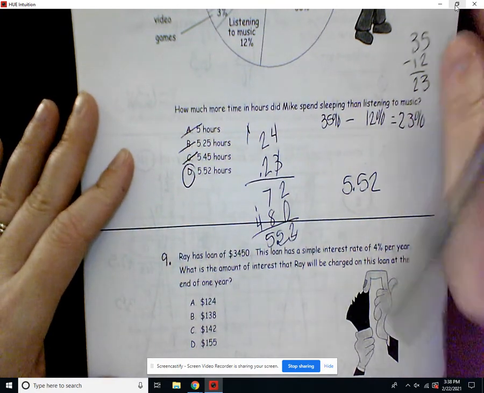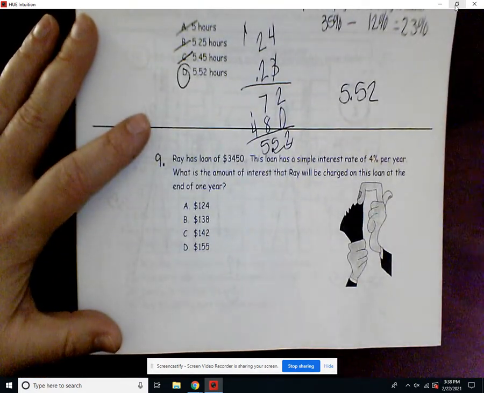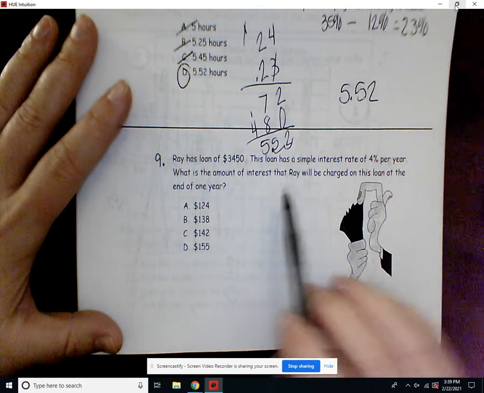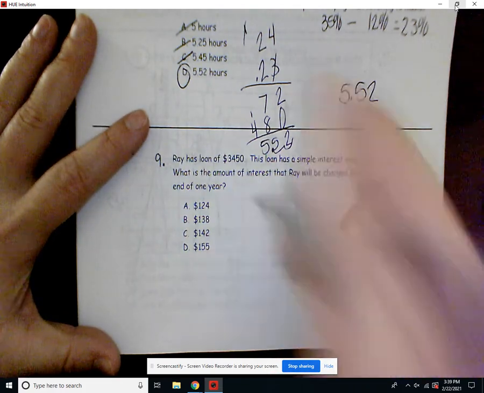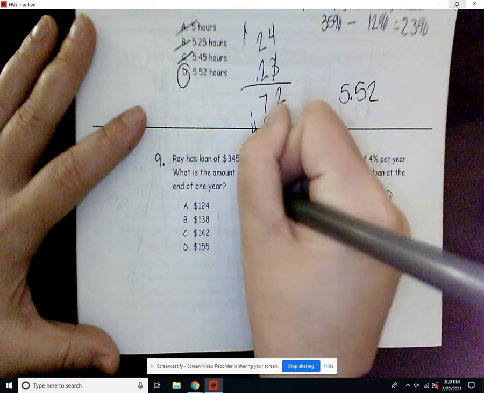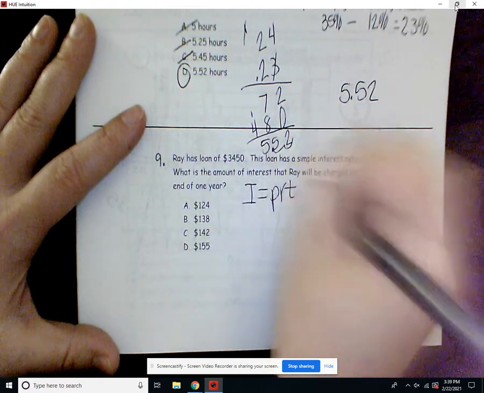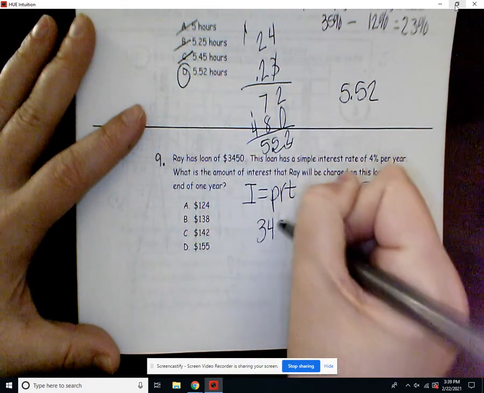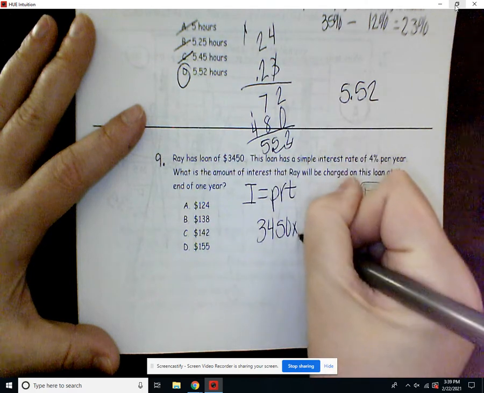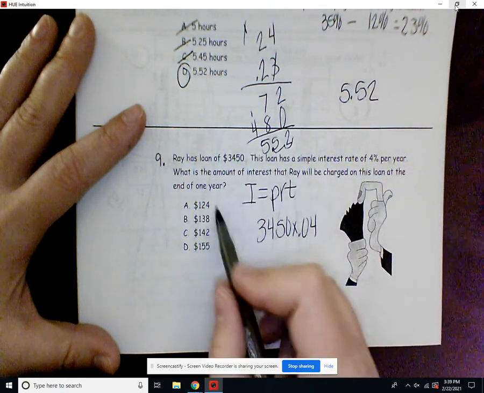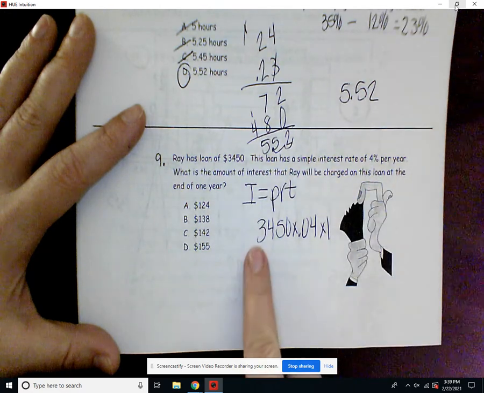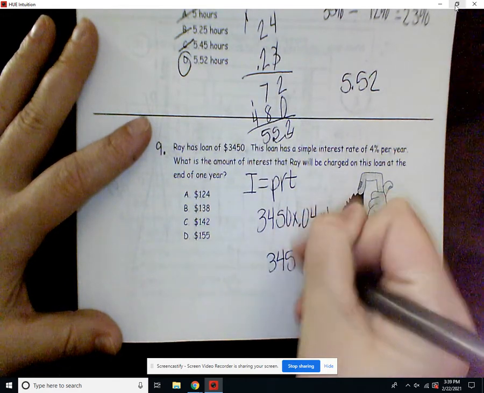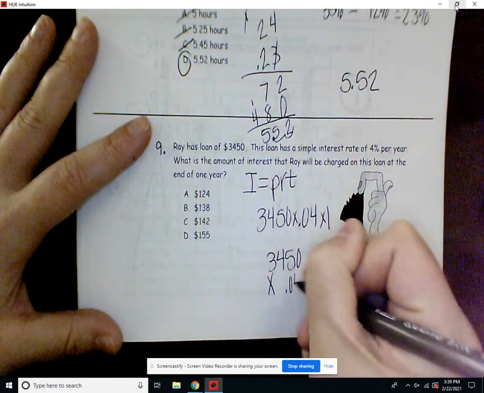Okay, on 9, Ray has a loan of $3,450. This loan has a simple interest rate of 4% per year. What is the amount of interest that Ray will be charged on this loan at the end of 1 year? So this is our I equals PRT for simple interest. So our principal is $3,450. Our rate as a decimal is 0.04, and then our T is 1 year, so 1. So 3,450 times 1 is 3,450.